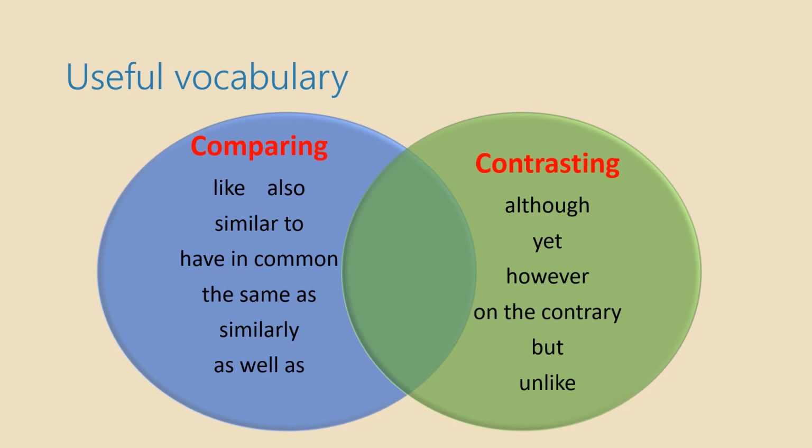To help you with this task, here are useful vocabulary expressions. When comparing two things, you can use the following linking words: like, also, similar to, have in common, the same as, similarly, or as well as. When contrasting, you can use although, yet, however, on the contrary, but, and unlike. You can pause the video now and copy these linking words into your notebook.